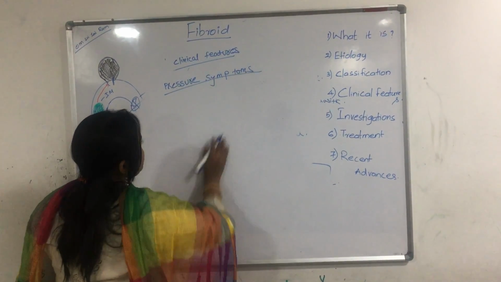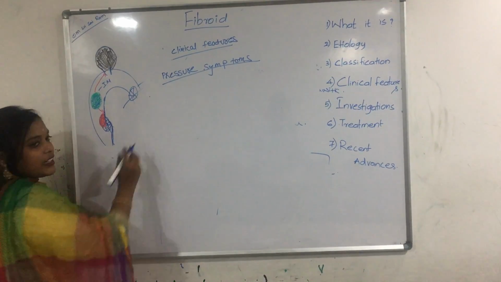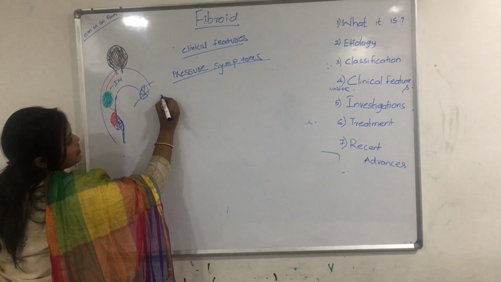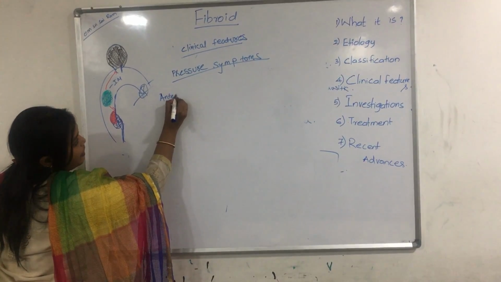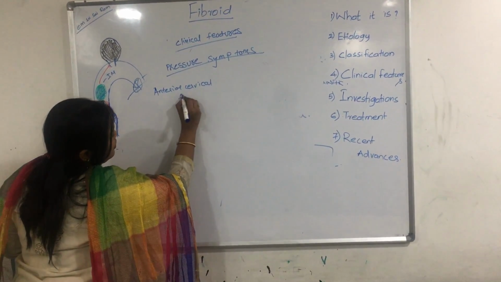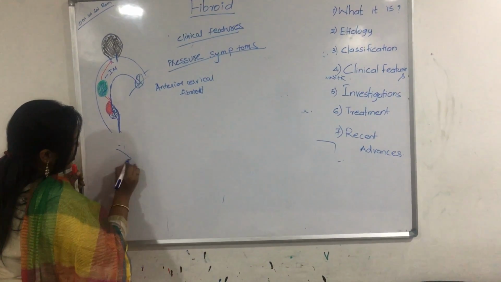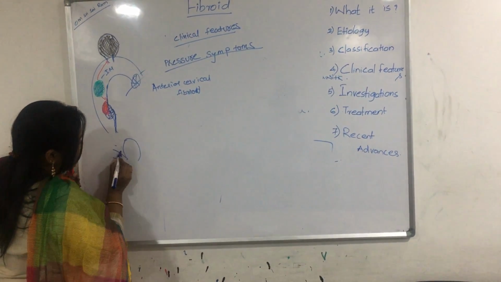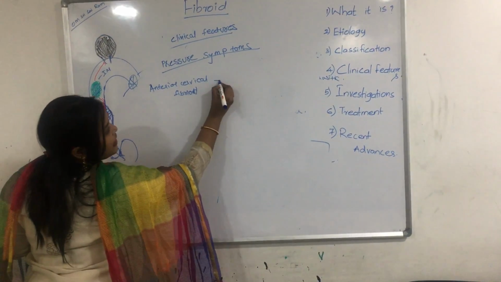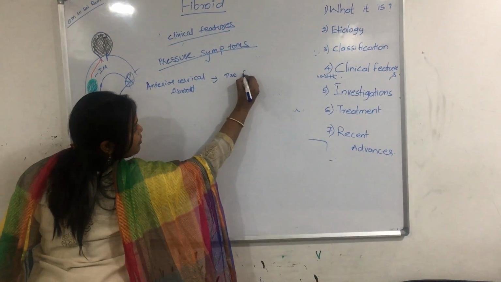So we have the pressure symptoms. Most pressure symptoms depend on the site of the fibroid. So any fibroid which is on the cervix, an anterior cervical fibroid. See, the cervix is here, and in front will be our bladder. So any fibroid in the cervix will irritate the bladder. So an anterior cervical fibroid will present with increased frequency of micturition.